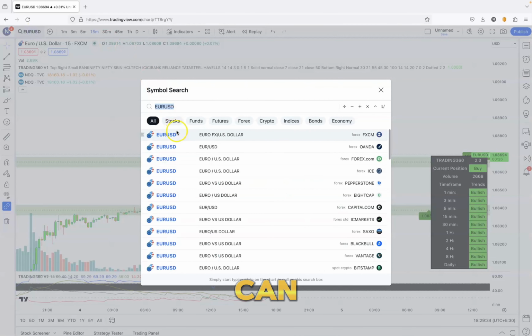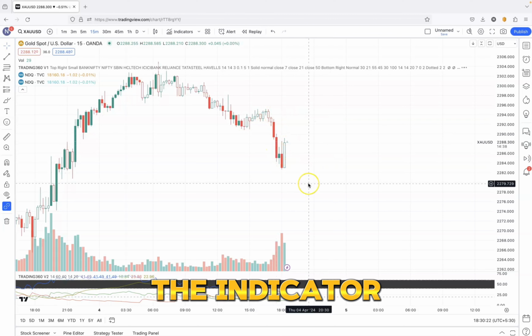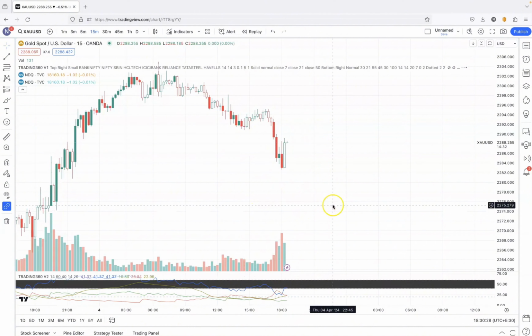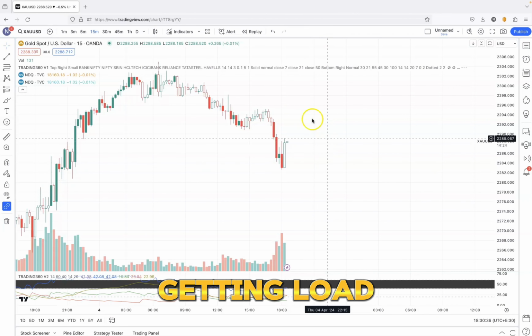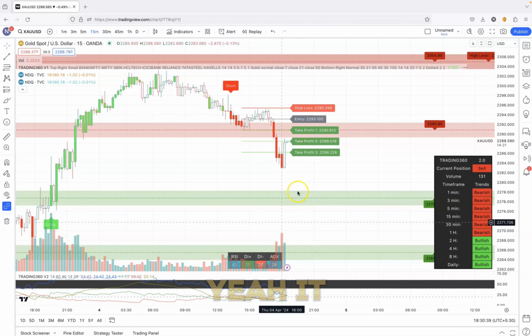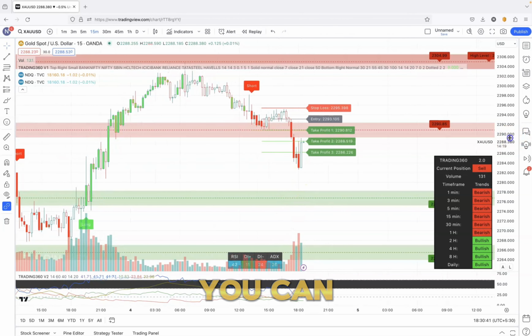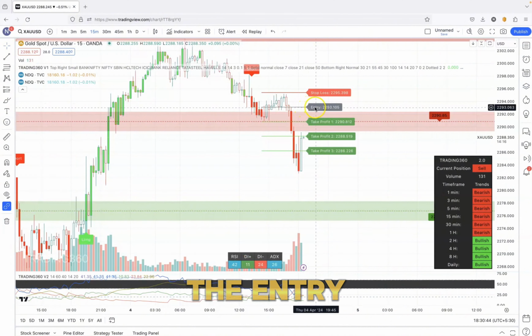I'll show you some more charts. I'll show you the gold market, XAU/USD. It will take some time for the indicator to load. It is getting loaded. Yeah, it is loaded. You can see it has given the entry point here.